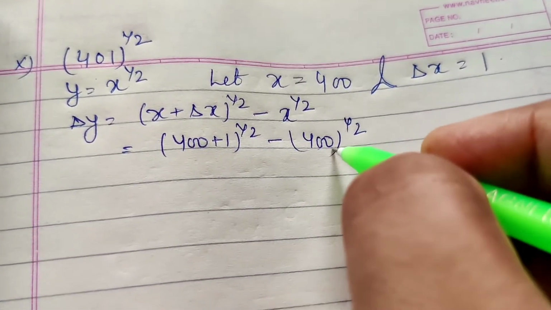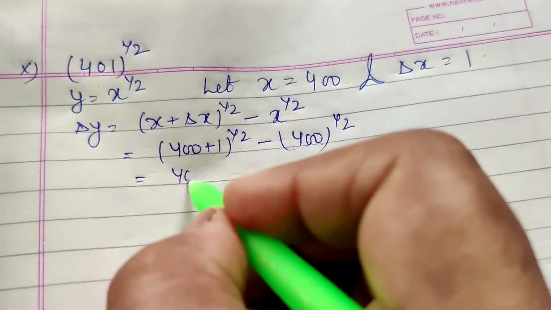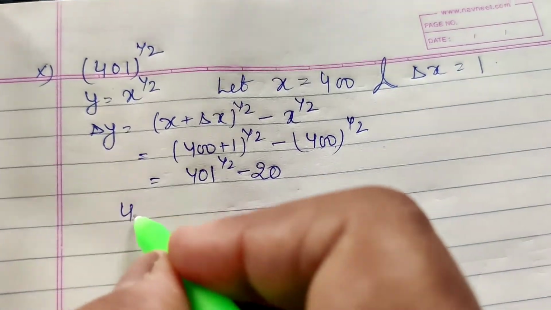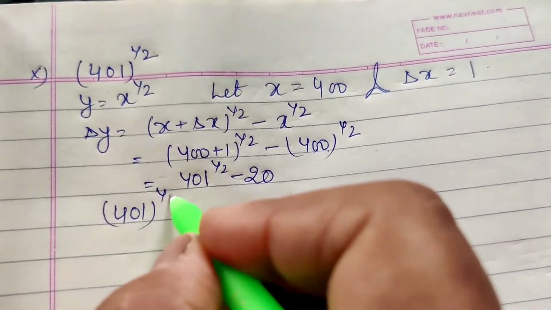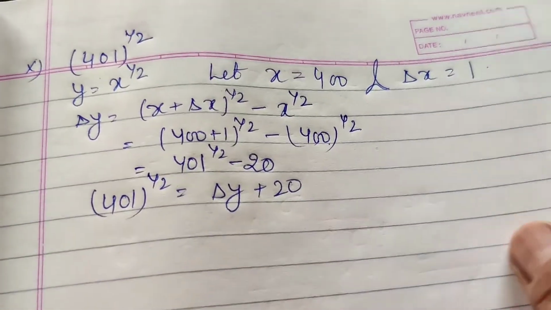It is equal to 20. Okay, it is 401 raised to power 1 by 2 minus 20. It means 401 raised to power 1 by 2 equal to del y plus 20. Find del y.